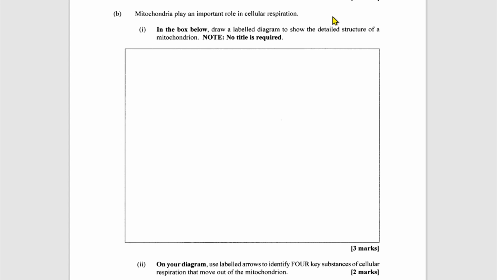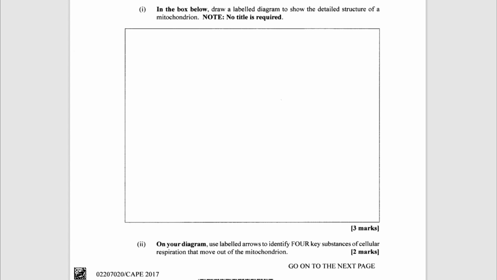B. Mitochondria play an important role in cellular respiration. In the box below, draw a labeled diagram to show the detailed structure of a mitochondrion. You don't have to title it. And then they say on the diagram, use labeled arrows to identify 4 key substances of cellular respiration that move out of the mitochondrion.